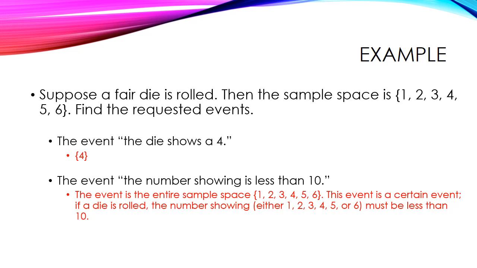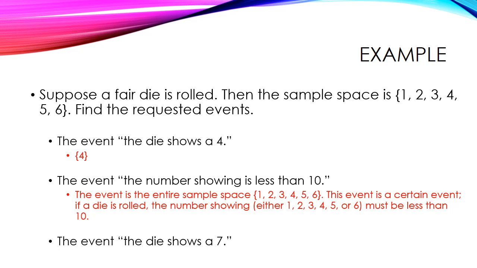Now see if you can find the event where the number showing is less than 10. Well, the event would be the entire sample space because 1, 2, 3, 4, 5, and 6 are all less than 10. So this is a certain event. The number showing has to be less than 10 if it's a normal 6-sided die.